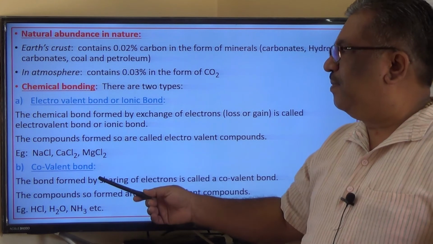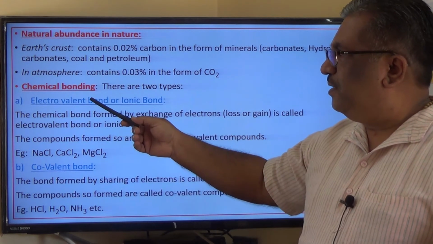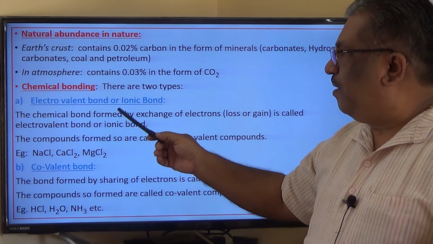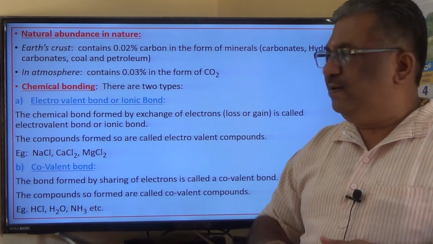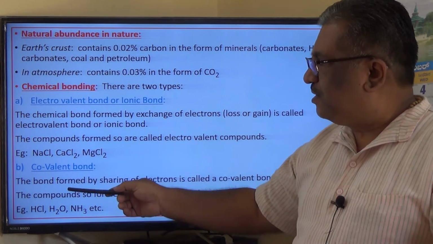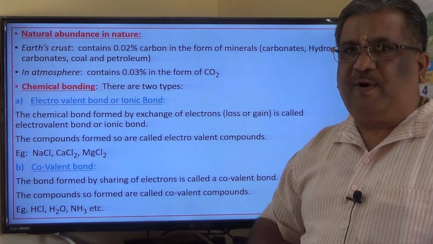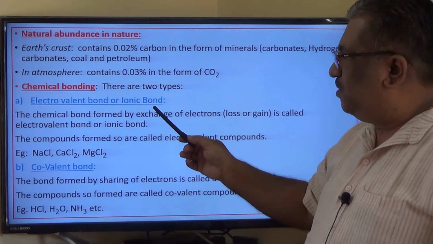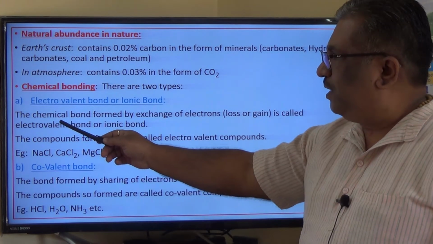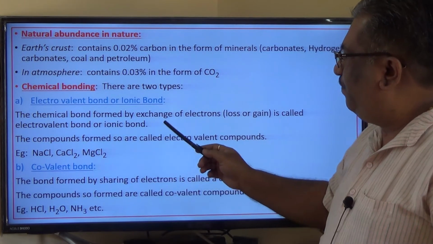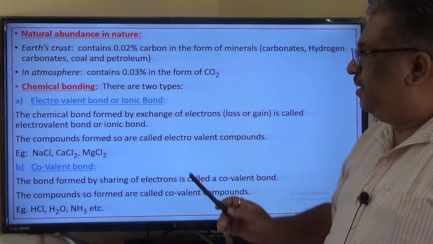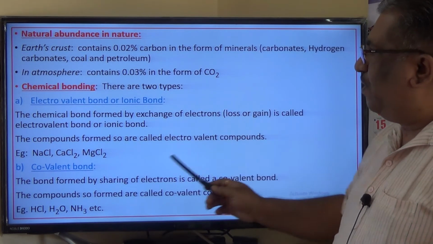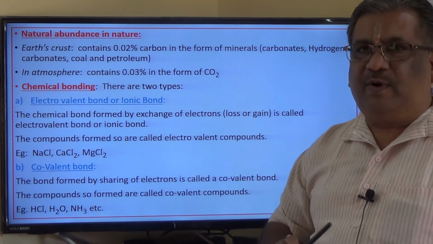According to your syllabus, the chemical bonding that we are going to study are mainly two types: electrovalent bond or ionic bond, which you have already studied, and in this chapter we are going to study the covalent bond. What is electrovalent bond or ionic bond? It is also termed as ionic bond. The chemical bond formed by exchange of electrons, that is either loss of electrons or gain of electrons, is called electrovalent bond or ionic bond.